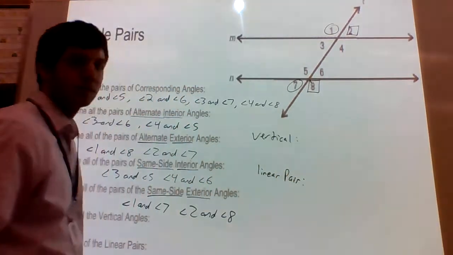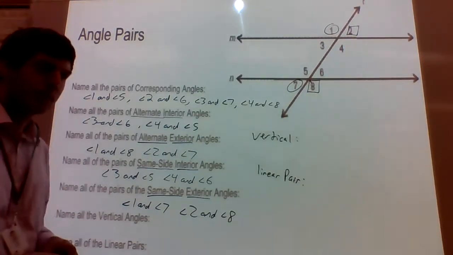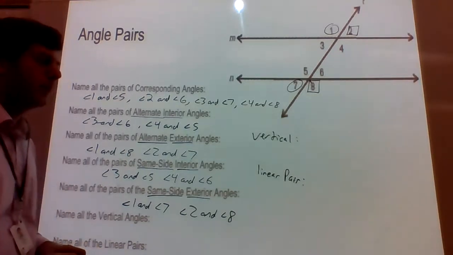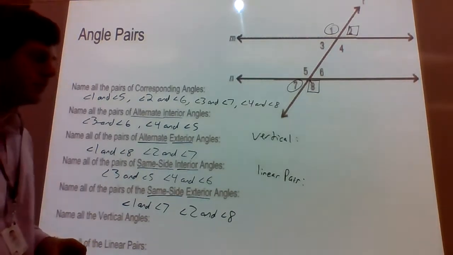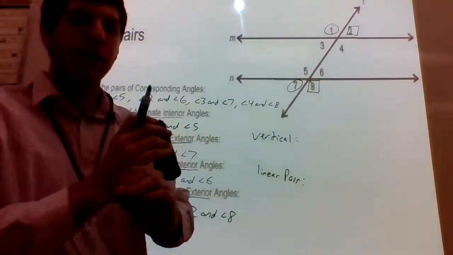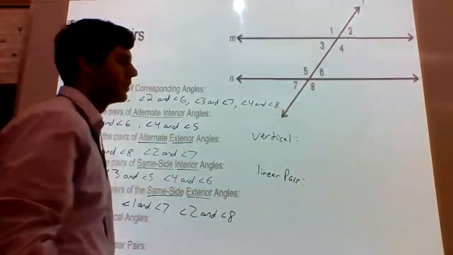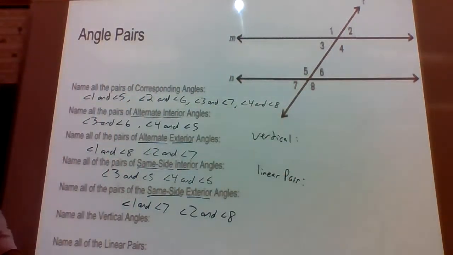So vertical angles are defined as being formed by two pairs of opposite rays, or two opposite rays. But we want to think of it as an X, and you want to do opposite sides of the X. So in our case, we're going to have 1 and 4.